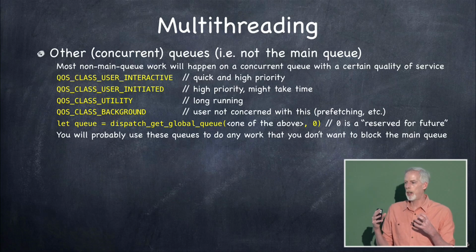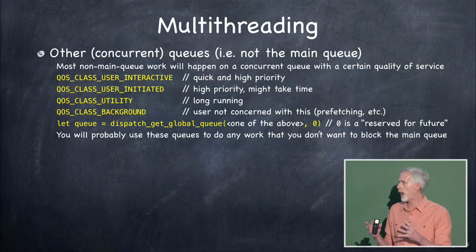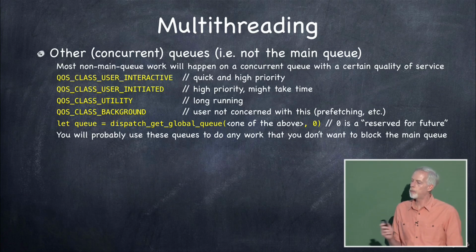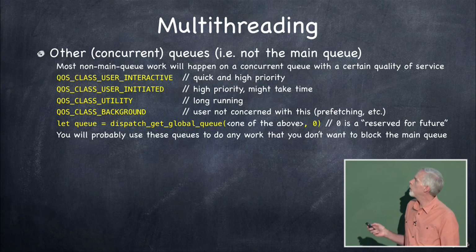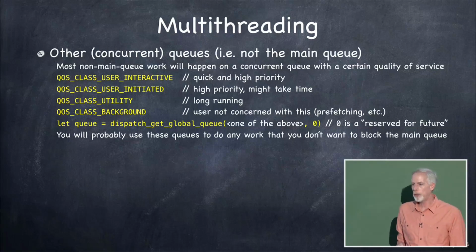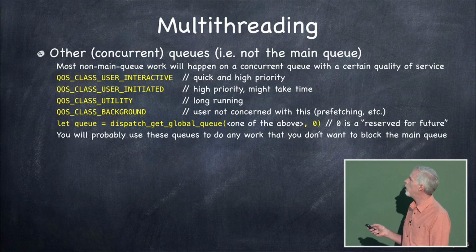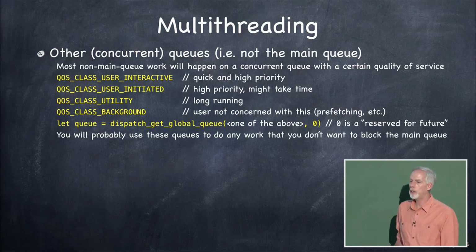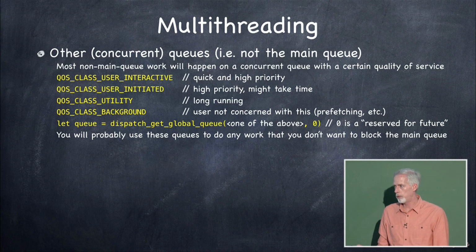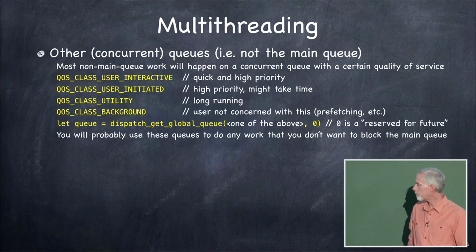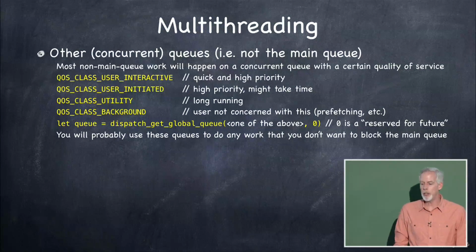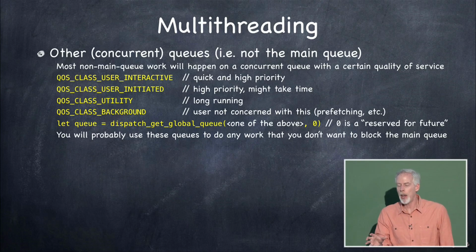High priority queues get a high quality of service. They get serviced a lot. It's not purely that, but it's generally that. So what are the four qualities of service here? One is user interactive. You can call this dispatch get global queue right here, and you can say, give me the user interactive queue. Again, it's a concurrent queue, so it's doing things concurrently. It's not serial.